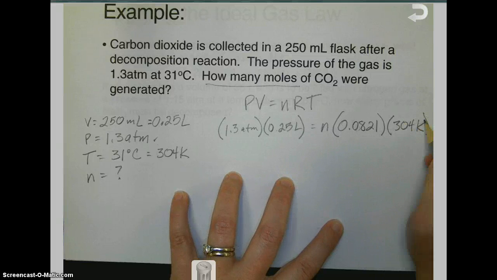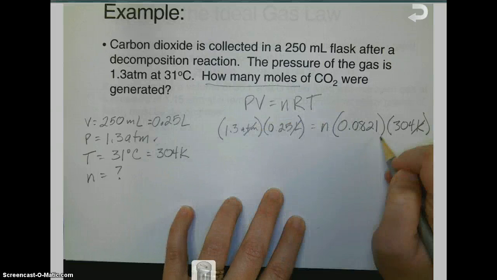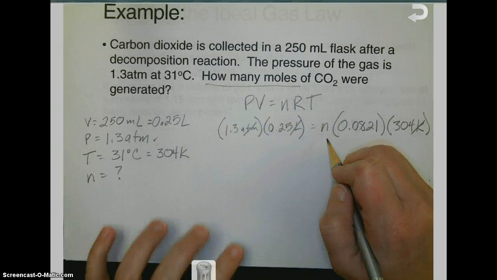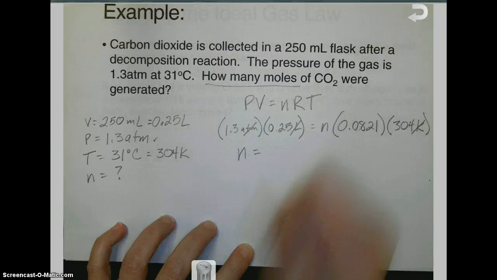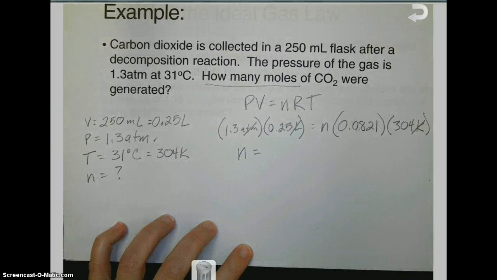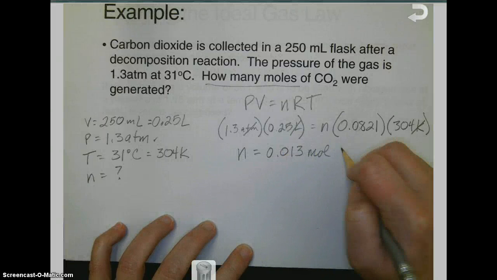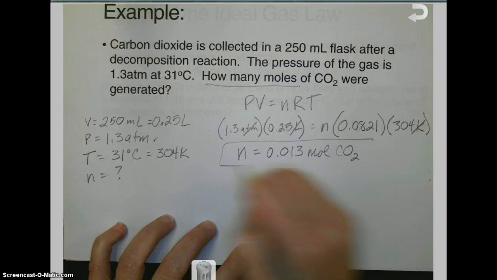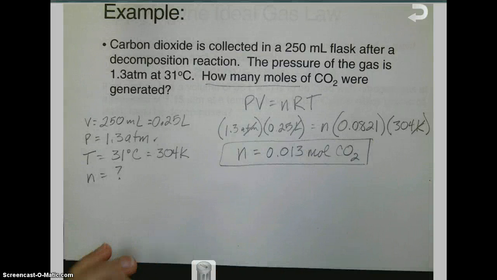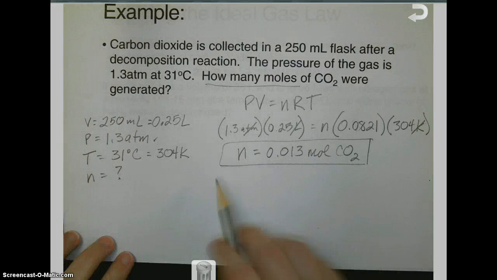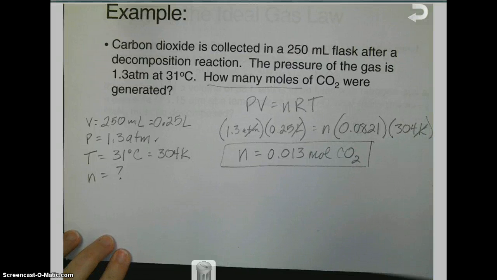Okay. Now, all of our units are going to cancel with the units in R except for moles, so our answer will be in moles. When we do the algebra and solve for moles, we get 0.013 moles of CO2. Now, we've seen before, if we know moles, maybe the question asks how many grams of CO2, so we can convert from moles to grams. Or how many molecules of CO2, we could convert from moles to molecules. So you could be asked to go a step further, but that's how you use PV equals nRT.